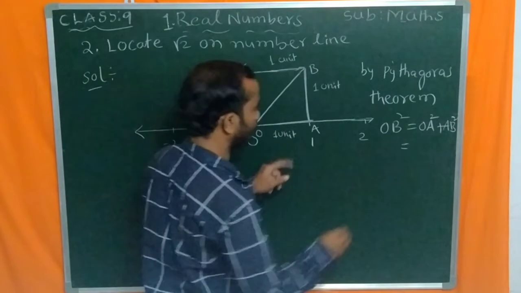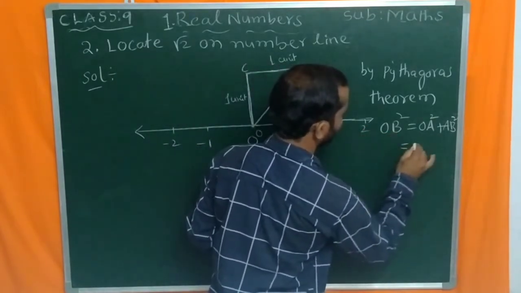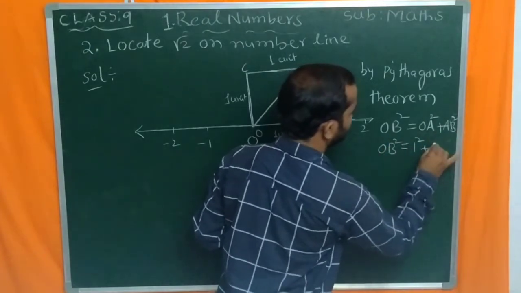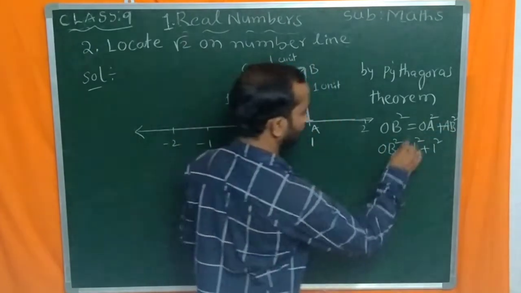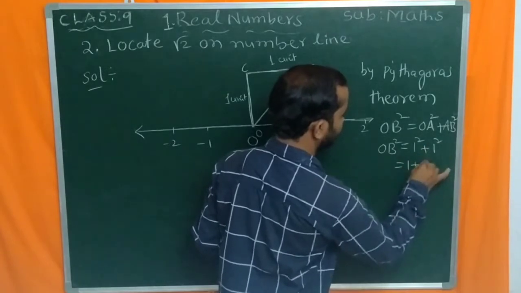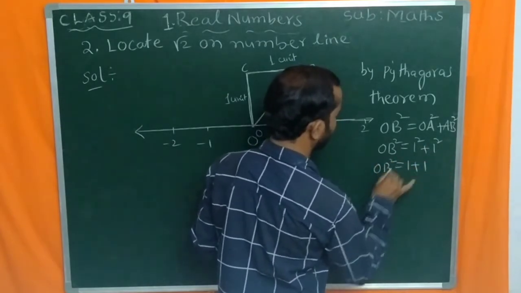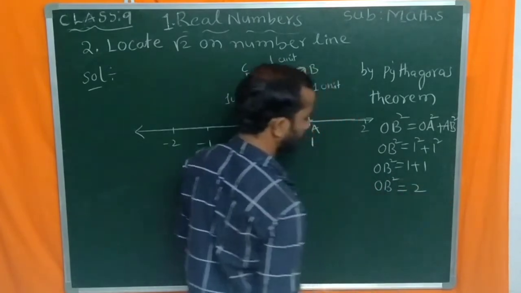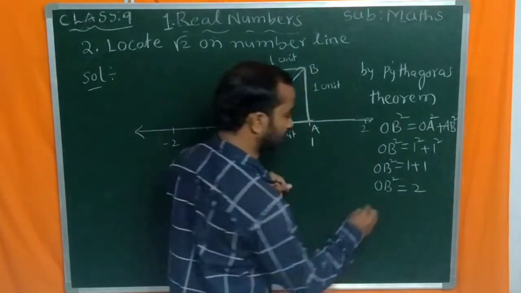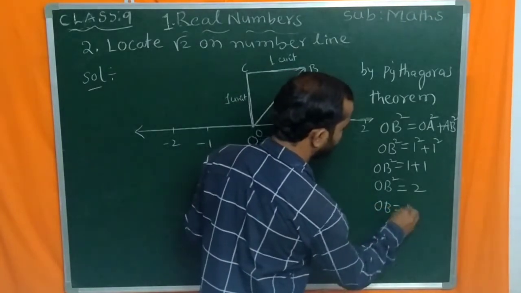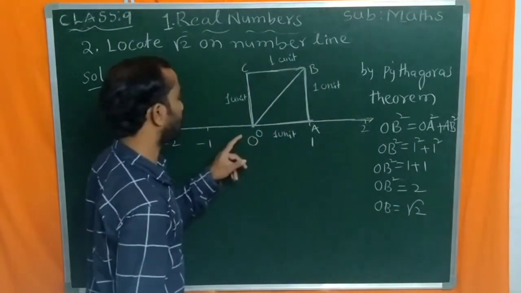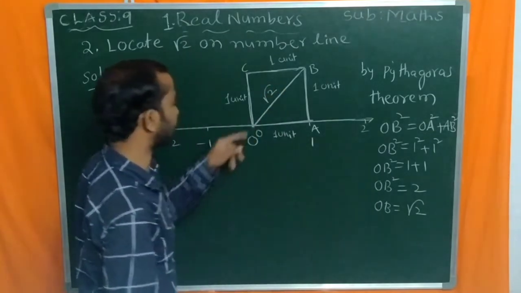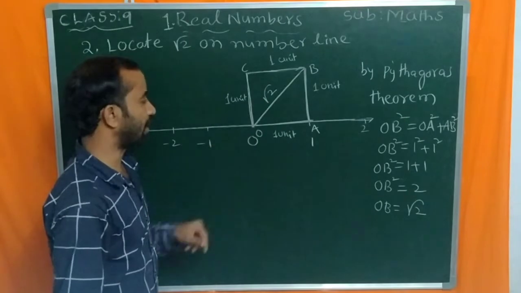So OA is 1 unit, AB is also 1 unit. 1 squared is 1, 1 squared is 1. So OB squared equals 2. Taking the square root on both sides, OB equals root 2. So the length of OB equals root 2. This is the length of the root 2 value.